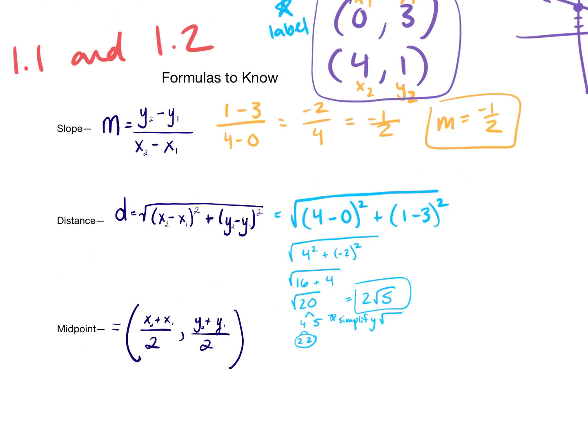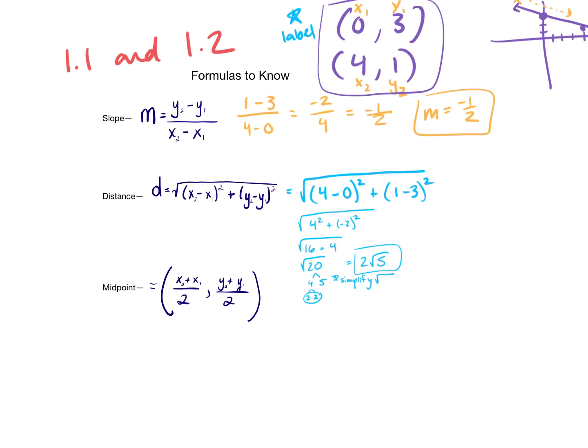Last one, let's find the midpoint. So again, we're using the same points that we had up at the top, 0, 3, and 4, 1. So the midpoint, we find the average of the x's and the average of the y's. So add them together, divide by 2, add the y's together, divide by 2. So we have 0 plus 4. It's written x2 plus x1, but you're adding them, so it doesn't matter which order you do. So I'll keep it consistent. We have 4 plus 0 over 2, and y2 plus y1 would be 1 plus 3 over 2.